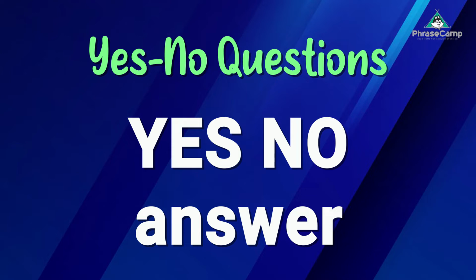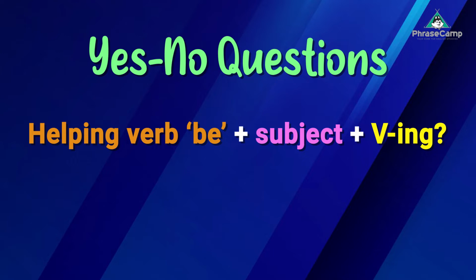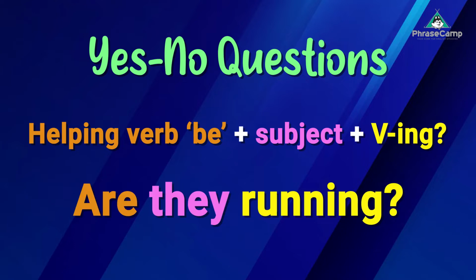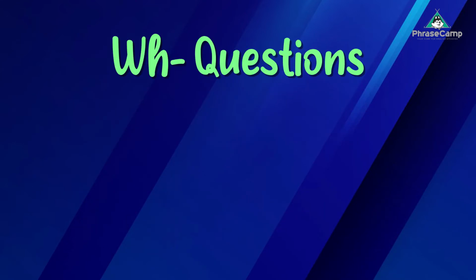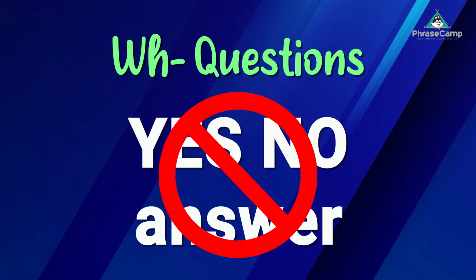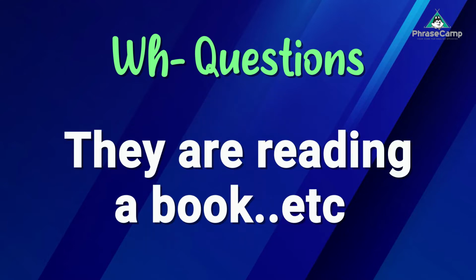It's very simple. We put the helping verb be at the beginning of the sentence, plus the subject, plus the ing verb, question mark at the end. For example, are they running? The second type of present continuous questions are WH questions. With these types of questions, you cannot give a yes or no reply or an answer. You have to give more information.